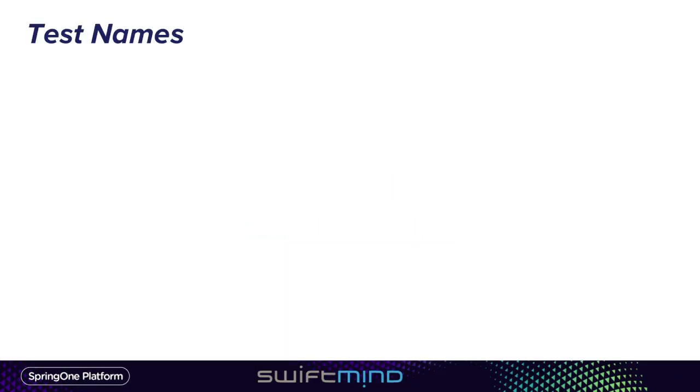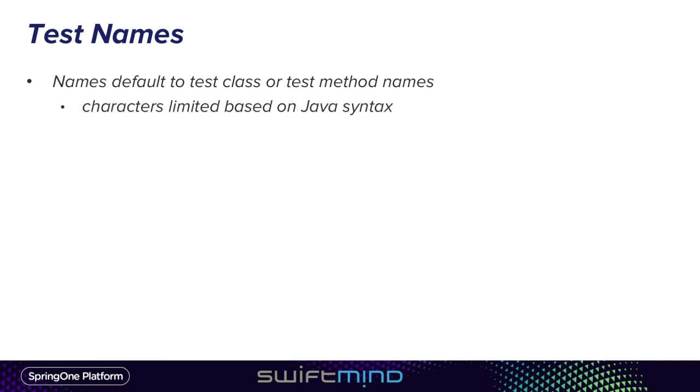Okay. Test names. Names by default, like you're familiar with in Java, JUnit for example, default to the test class or the test method names, and the characters are going to, of course, be limited based on the Java syntax. So one feature from other things like Spock or other testing frameworks is you can have names with spaces and special characters and stuff like that. So if you want to use that, you can use the @DisplayName annotation.